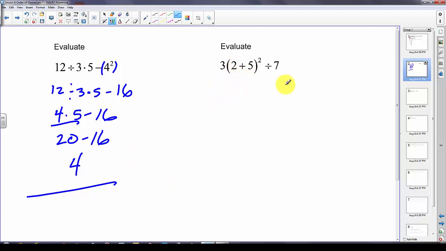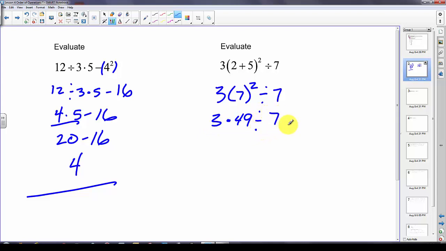Next, I look at this term and I notice right off the bat I have a grouping. So I'll do that grouping first. So 5 plus 2 is 7. And now I notice I have multiplications and divisions, but I also have an exponent, which means I need to do that first. So this is 3 times 49 divided by 7.